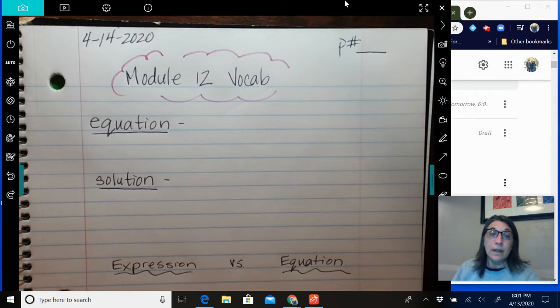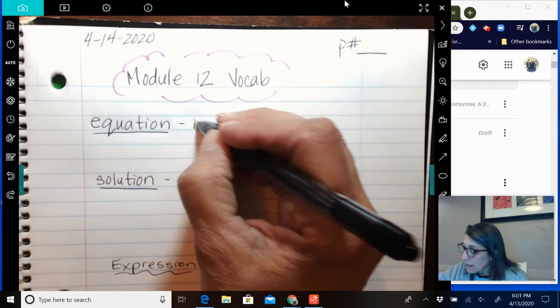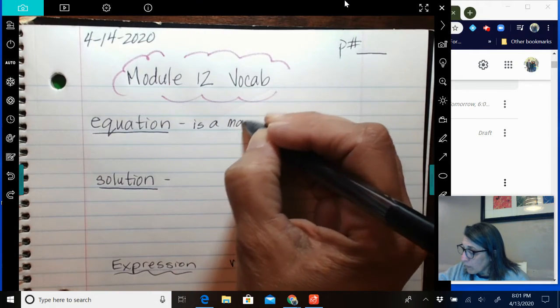Okay, so equation. We've already talked about an equation. You guys usually will say an equation has an equal sign. Yes, but we're going to put a mathematical definition, of course, right? So we're going to say it is a mathematical.